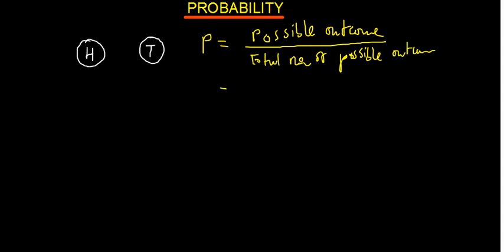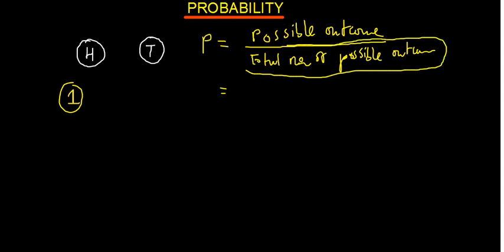For example, you have got one coin. So when you have got one coin, you can either have the head or the tail, right? So the total number of possible outcomes is going to be two. Why two? Because it can either be head or tail.